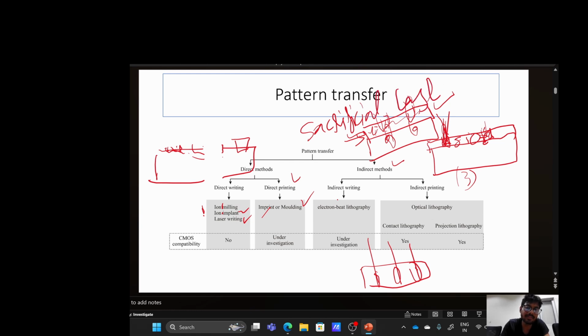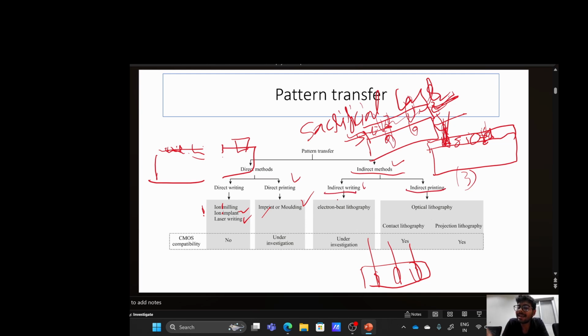This sacrificial layer is there for the indirect methods, because what you are doing is transferring the pattern initially onto that sacrificial layer, and then the pattern can be transferred to your substrate, and then the sacrificial layer will be removed. This is indirect writing. In indirect writing, you write pixel by pixel. That is kind of writing.